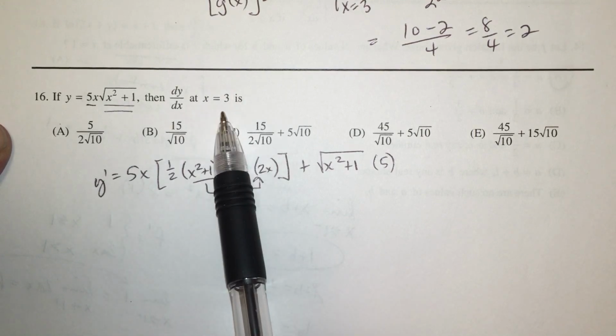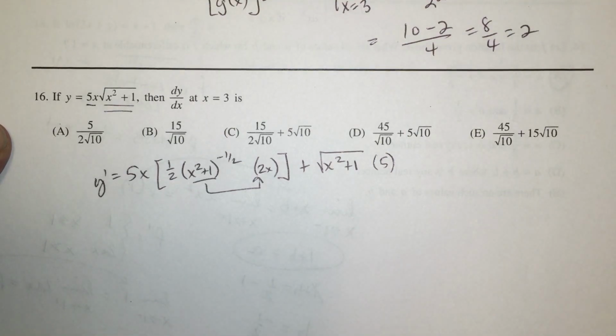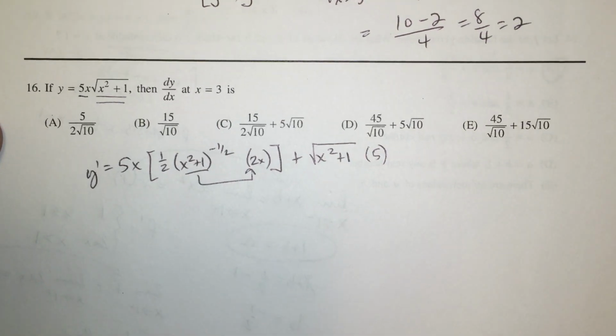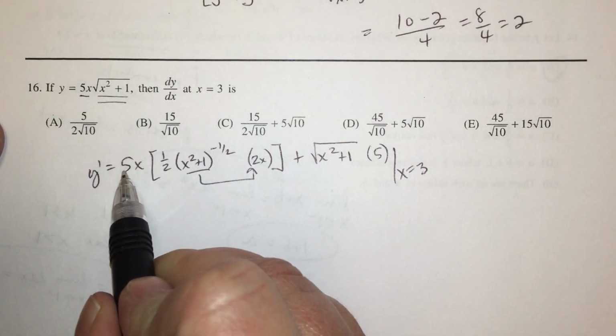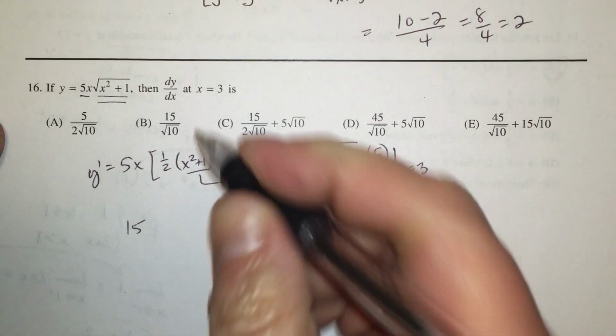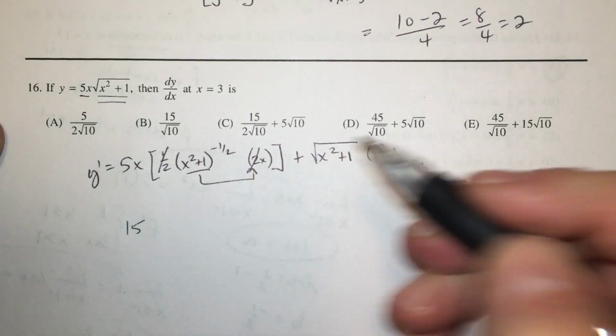Okay, now you could spend some time simplifying this, but since we want to know the derivative when x is equal to 3, maybe it's easier just to substitute a 3 in there and work with the numbers and see how they simplify. So that's what I'm going to do, just evaluate this when x is equal to 3. So I have 5 times 3, which is 15. Now I am going to reduce this 1/2 and that 2 right there.